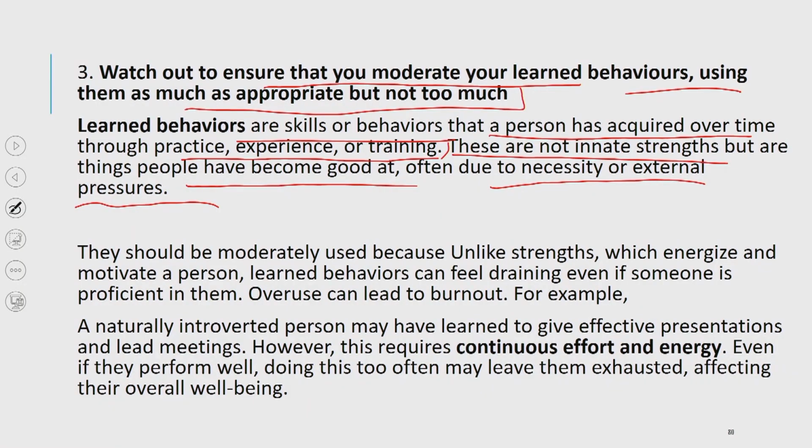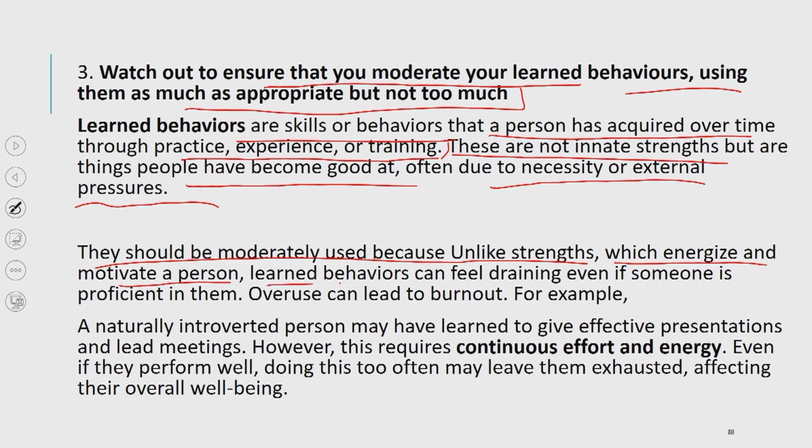Now, this perspective says learned behavior should be moderately used because, unlike strengths which energize, if you use realized strengths or unrealized strengths, it gives you a lot of energy and you naturally enjoy them and it motivates a person.